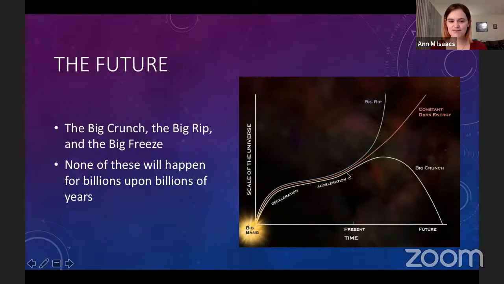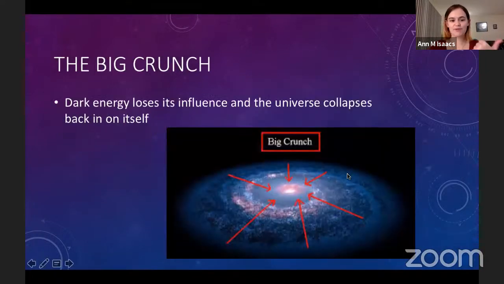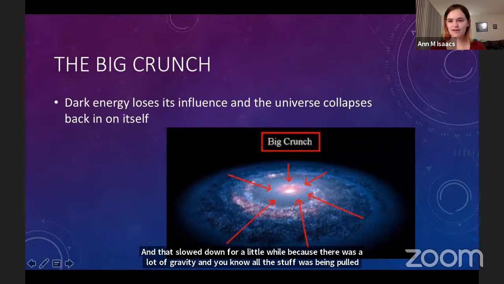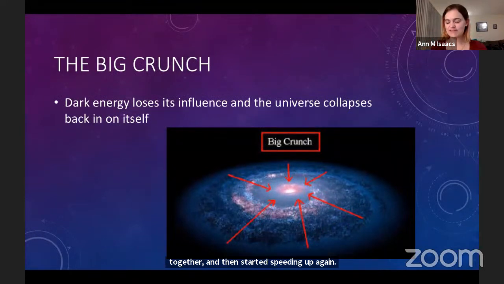So let's talk about these one by one. First, the Big Crunch. In this one, dark energy somehow loses its influence. It's not as strong as we thought, or it just runs out. Somehow, the universe collapses back in on itself.